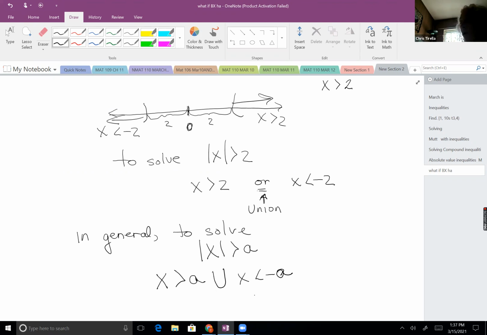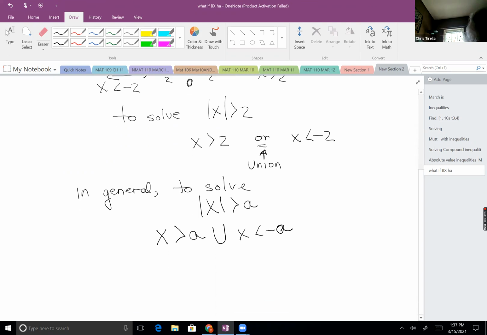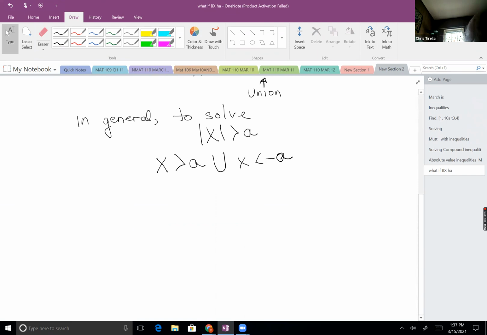And so for greater than, we need to solve 2 inequalities. We're going further from 0 on either side. So let's solve each of the following and express the solution set in interval notation.